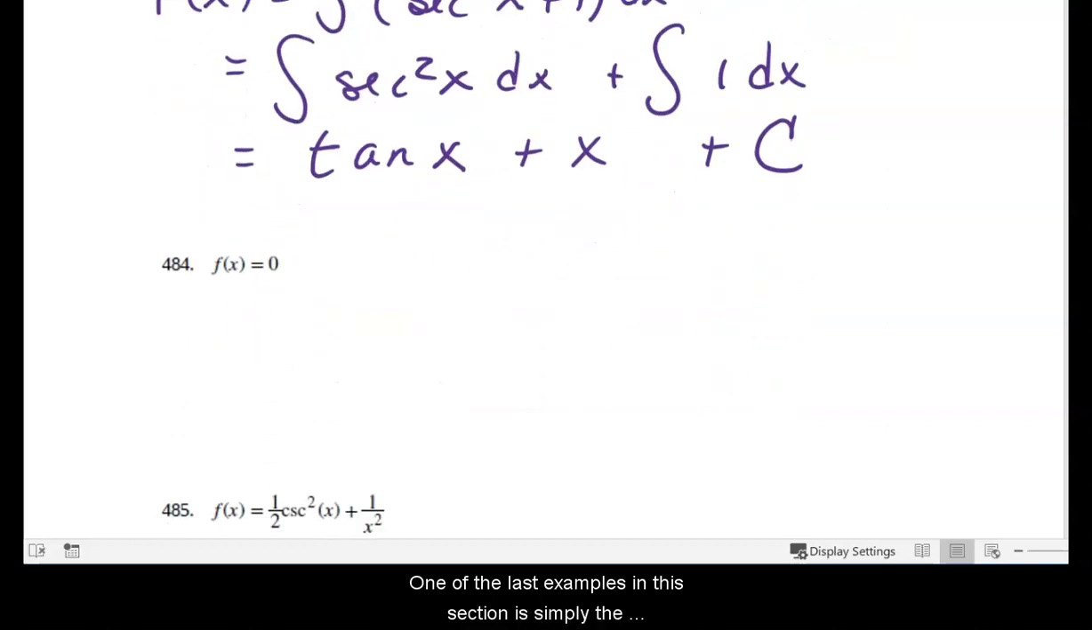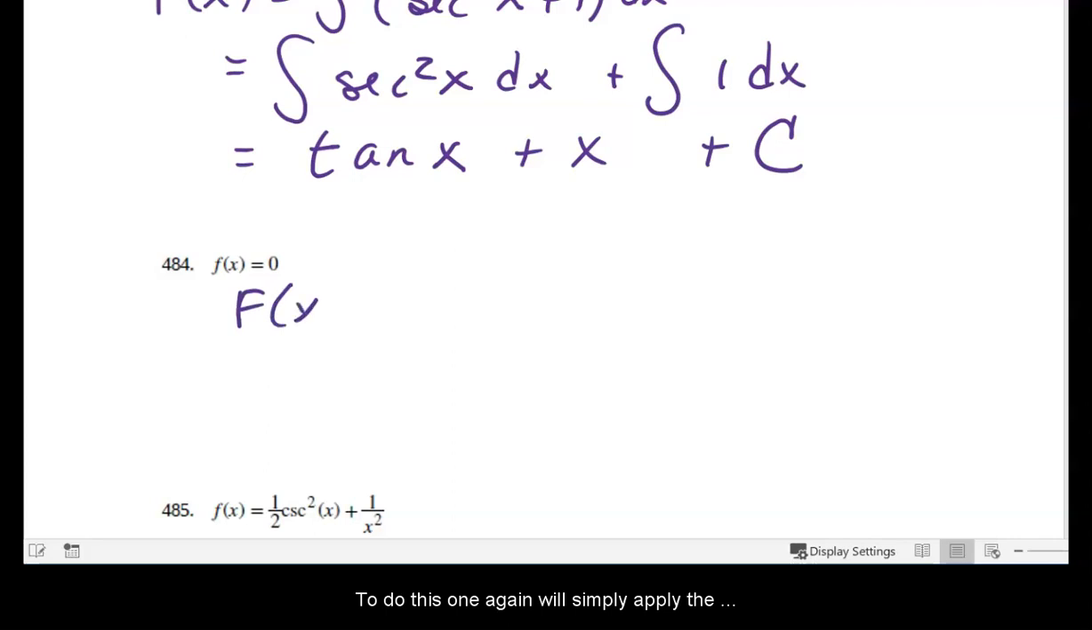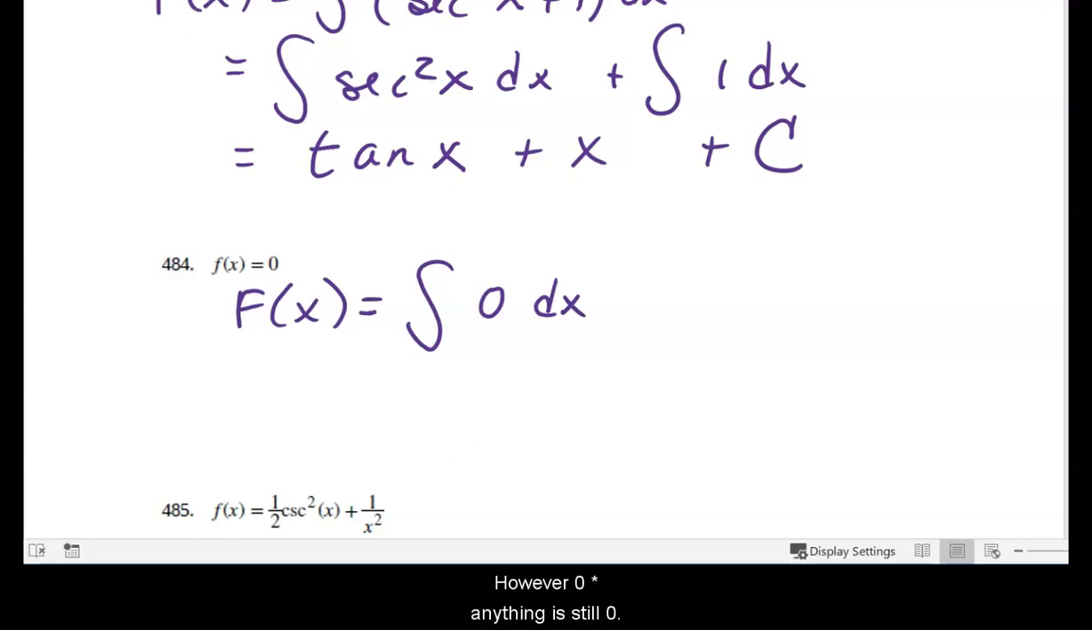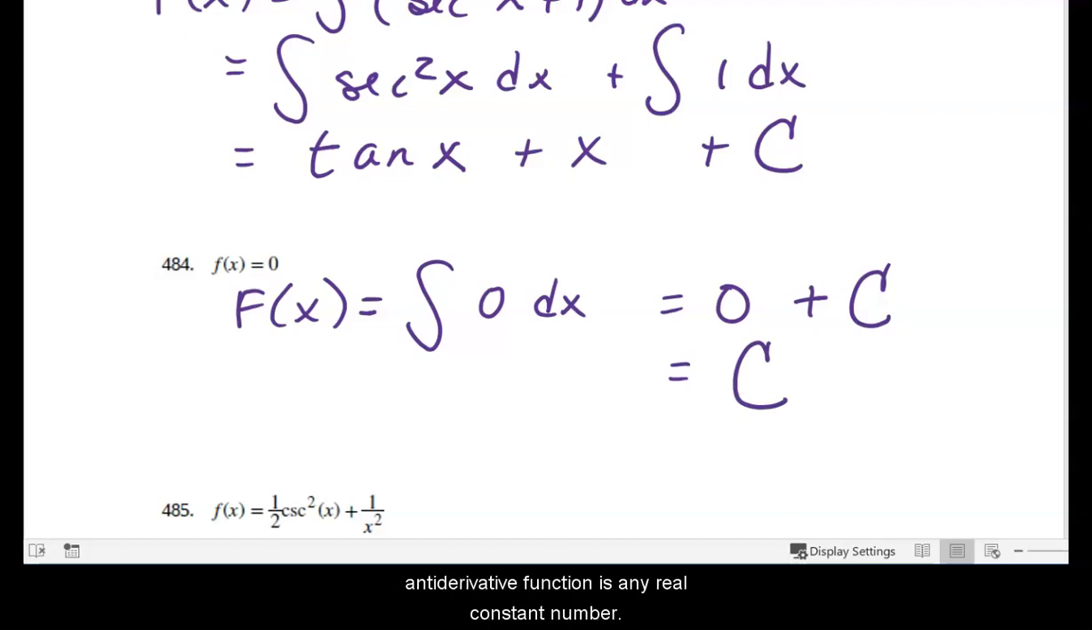One of the last examples in this section is simply f of x equal to 0. To do this one, again, we'll simply apply the antiderivative operation to 0 dx. However, 0 times anything is still 0, which means that our antiderivative function here is 0 plus the unknown constant. Since 0 plus a constant is a constant, that means that the antiderivative function is any real constant number.